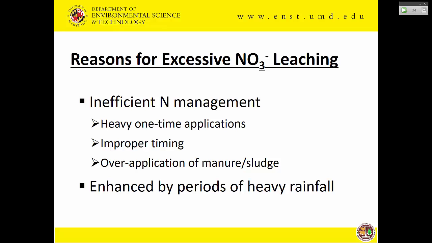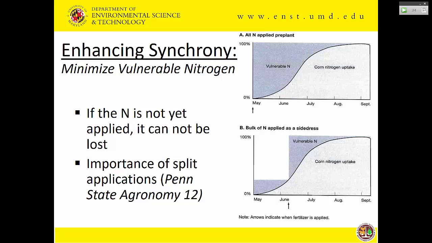So again, we talked about inefficient practices, and some of those scenarios could be a heavy one-time application. We could also have improper timing before rainfall, for example. Over-application of manure and organics can also lead to more losses, especially when there are periods of heavy rainfall. That's when you have a greater risk. So what can we do?